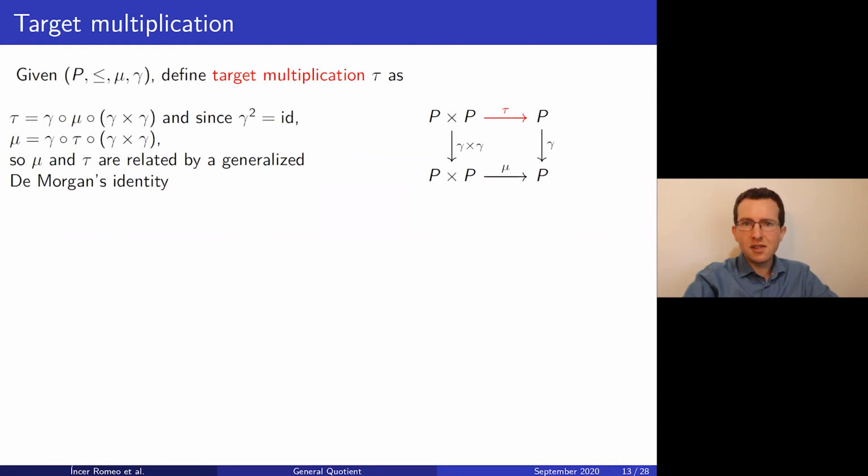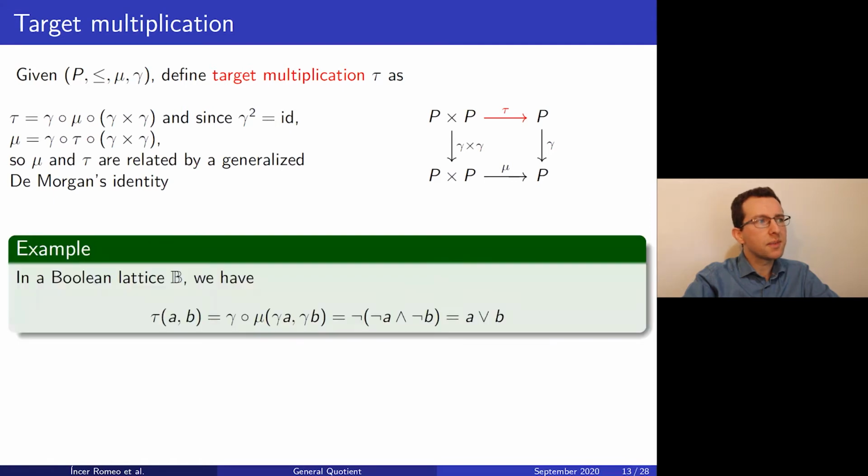As we will see soon, target multiplication is a fundamental operation in preorder heaps. We already know that a Boolean lattice is a preorder heap. What is target multiplication for a Boolean lattice? It is simply disjunction.